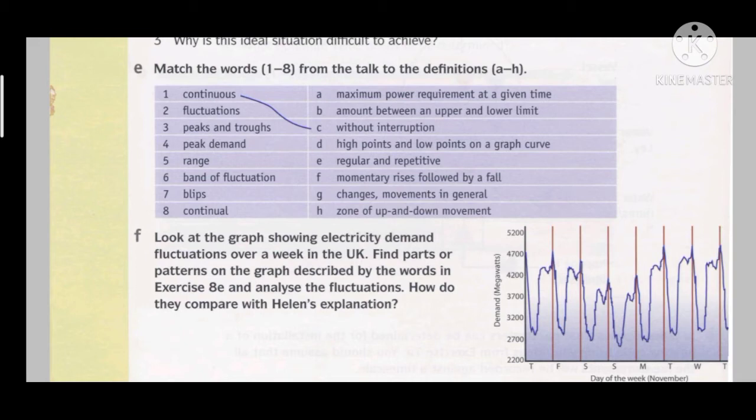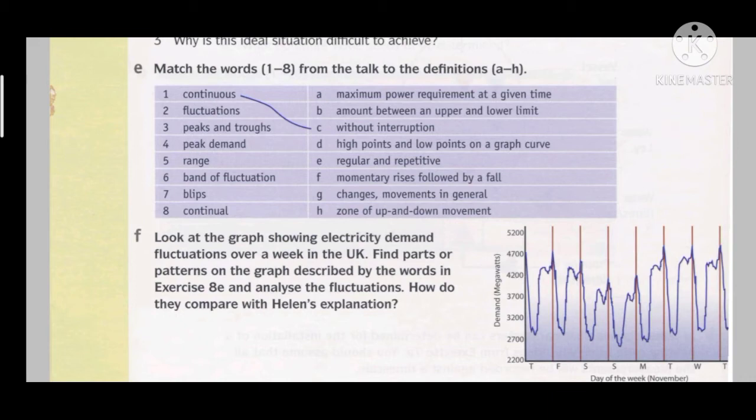القوة المرغوبة أو أعلى level مرغوب هو maximum power requirement at a given time. أقصى قوة مطلوبة في وقت محدد. Okay, number 5, range. What is a range? A range is amount between an upper and lower limit. هي الكمية أو العدد الرينج اللي موجود بين point, upper point and lower point، أو limit اللي هو حد أقصى وحد أدنى، هو ده range.